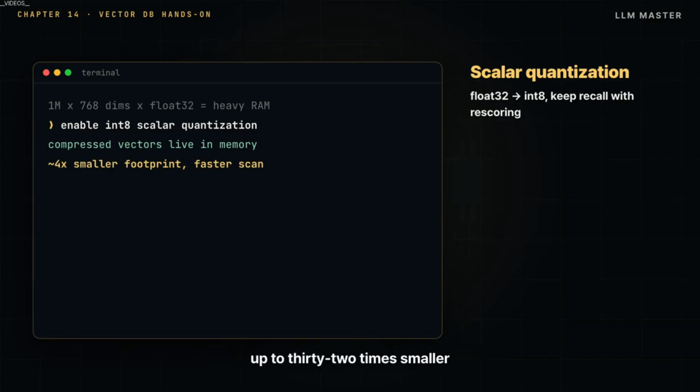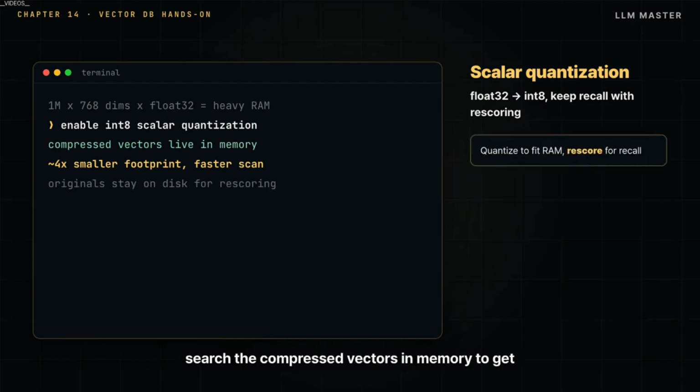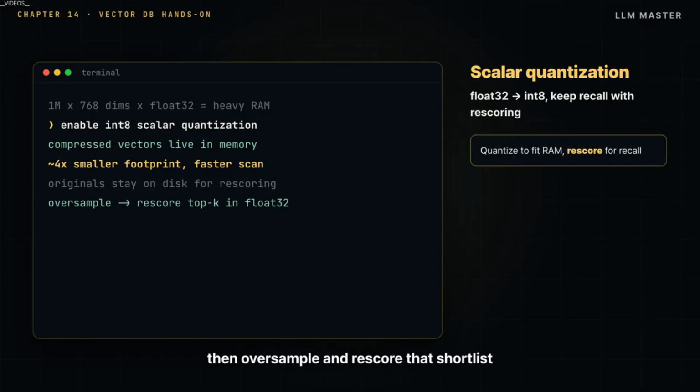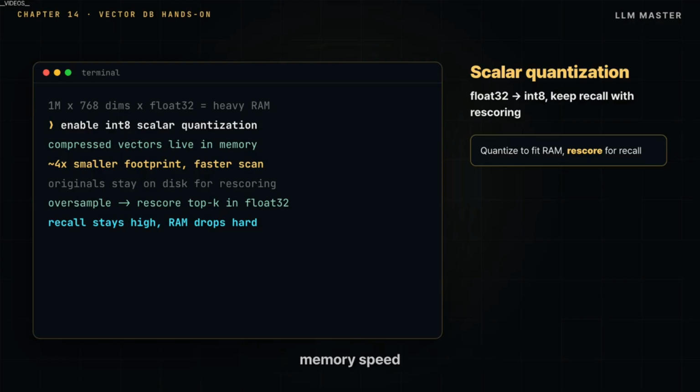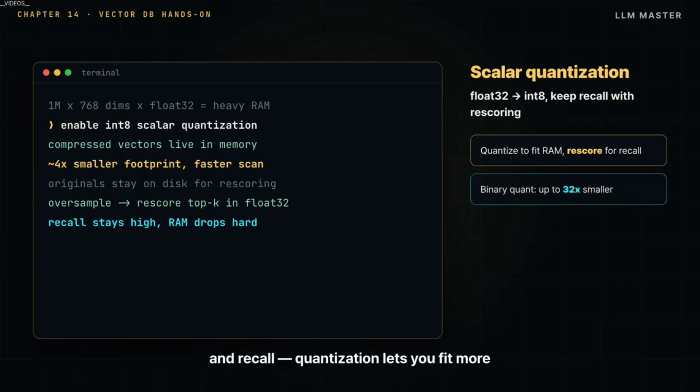The obvious worry is recall, and the fix is elegant. Keep the original vectors on disk, search the compressed vectors in memory to get candidates fast, then oversample and rescore that shortlist against the full precision originals. You pay a little accuracy on the coarse pass and buy it right back on the rescore. The trade-off you're steering is a triangle of memory, speed, and recall. Quantization lets you fit more vectors in RAM and stay fast, as long as you tune the rescoring.